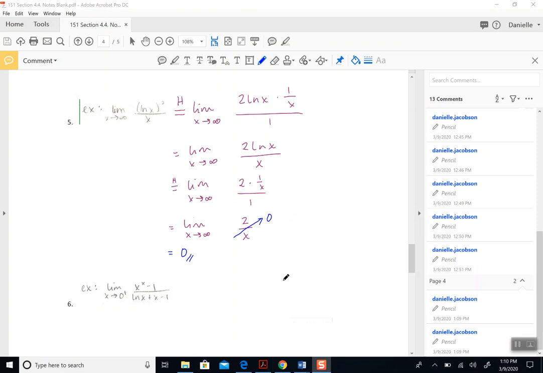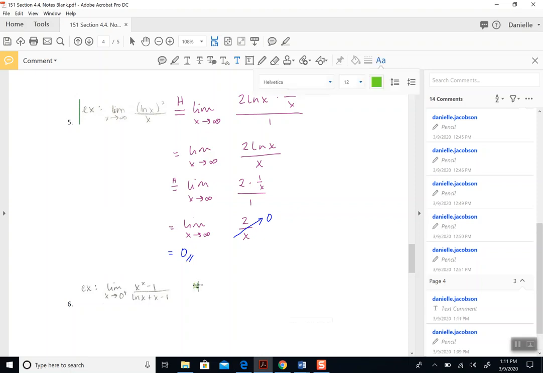Okay, example 6 is even more tricky. With this one, again, we'll try to run that limit first. If we run the 0 through, what we would have on top, if you think about x to the x, you can see x is approaching 0 but never actually hits it. The x in the exponent is doing the same thing. So this entire thing would go to about 1.